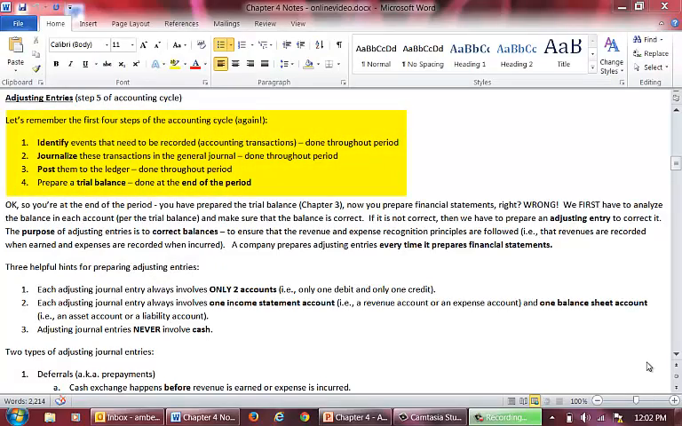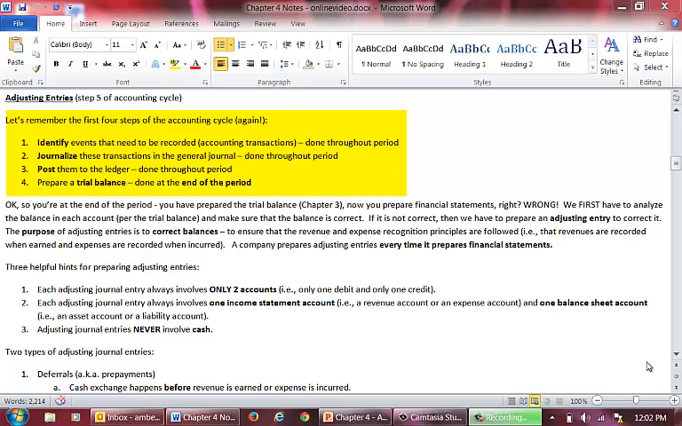This is part 2 of the Chapter 4 lecture series on adjusting entries, specifically adjusting entries for deferrals. We will learn about the second type of adjusting entries in the next video. Let's get started. Before we learn about adjusting entries, let's look at the first 4 steps of the accounting cycle.